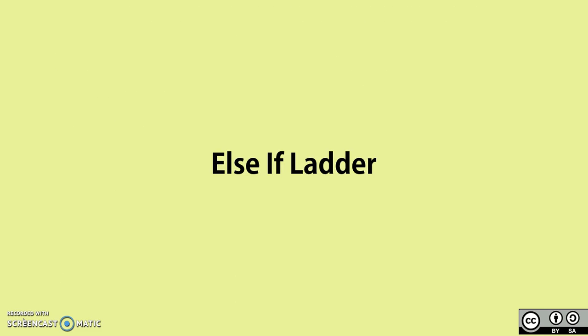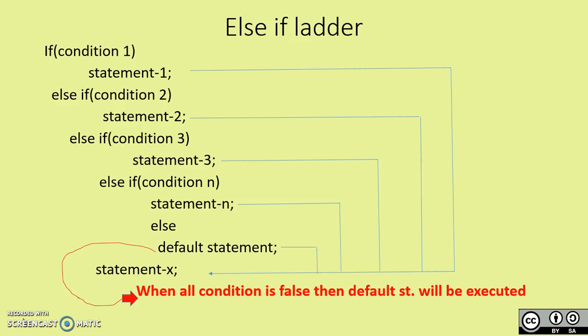Next, we will see the else if ladder. That is another way of putting ifs together when multiple decisions are involved. A multiple path decision is a chain of ifs in which the statement associated with each else is an if. This construct is known as the else if ladder. The conditions are evaluated from the top downwards. As soon as a true condition is found, the statement associated with it is executed and the control is transferred to statement X. When all the n conditions become false, then the final else containing the default statement will be executed.